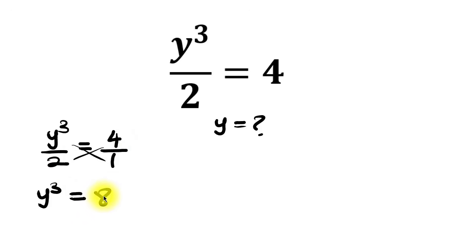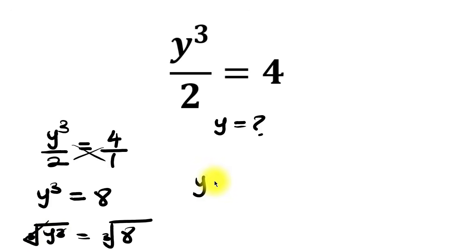Very good. Now, some may take the cube root of both sides. So take the cube root of y cubed. So I'm going to be putting 3 here. That's cube root. Equal to the cube root of 8. The cube root cancels out the cube, leaving behind y to be equal to the cube root of 8, which is 2. And this is their final answer.